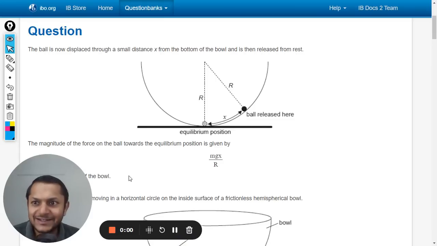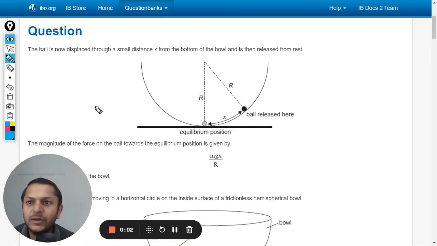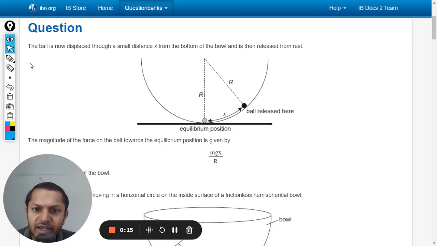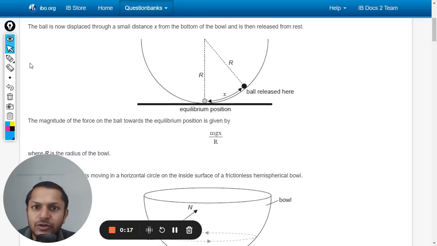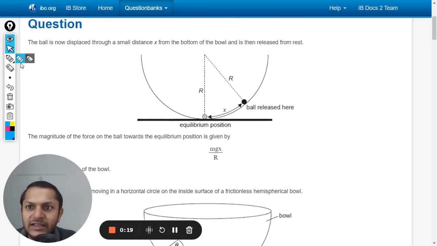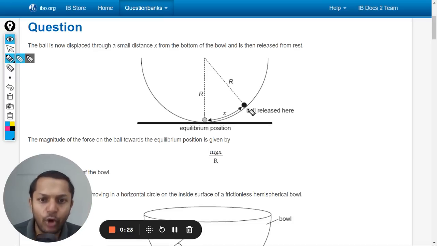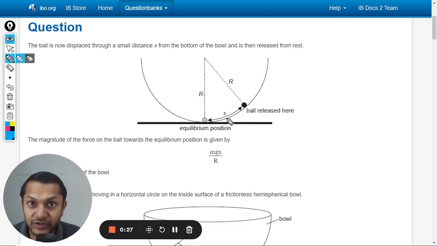Okay, dear students, let us see what is there in this question. The ball is now displaced through a small distance x from the bottom of a bowl and is then released from rest. The magnitude of the force on the ball towards the equilibrium position is given by this. So they are saying that there is a ball which is at a distance x away from the equilibrium position.